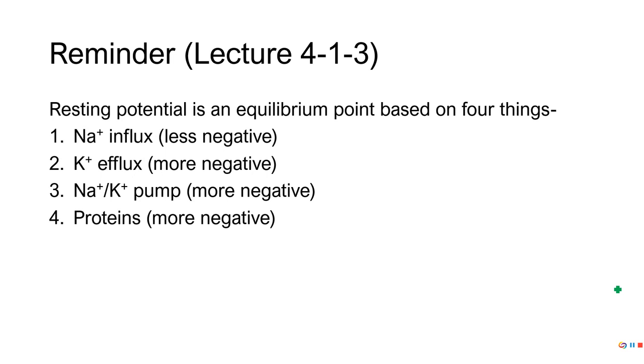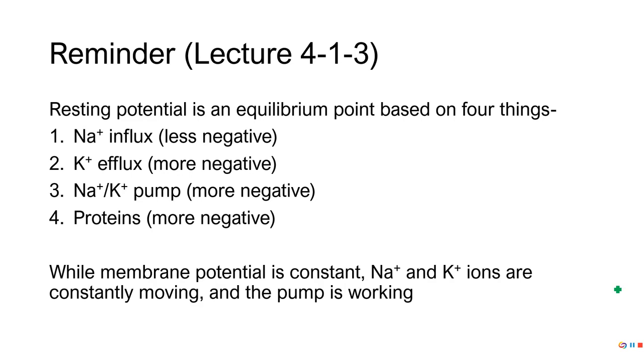So our sodium influx from leak channels makes membrane potential less negative, and then everything else, potassium efflux through leak channels, the pump, and proteins make it more negative. So while the membrane potential is constant, remember that sodium and potassium are constantly moving, in for sodium, out for potassium, but the pump is basically counteracting that, and that's establishing that negative 70 resting potential.